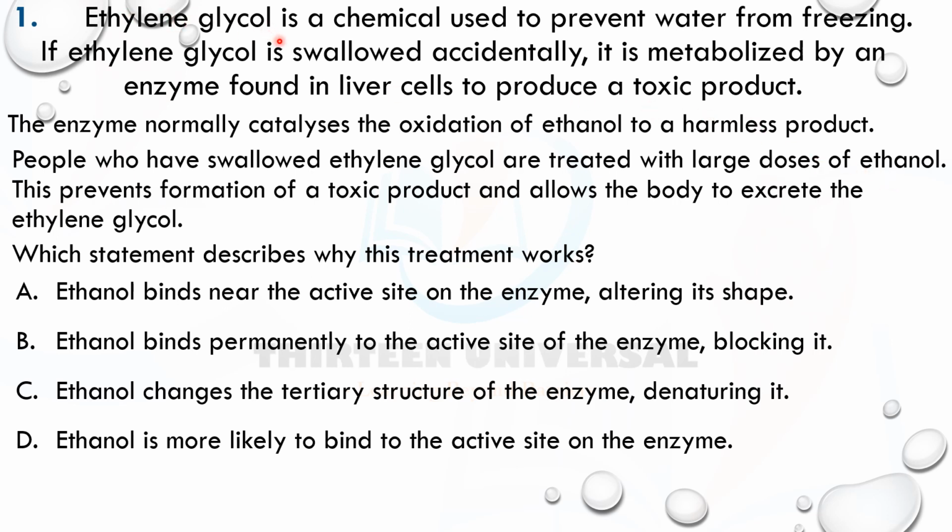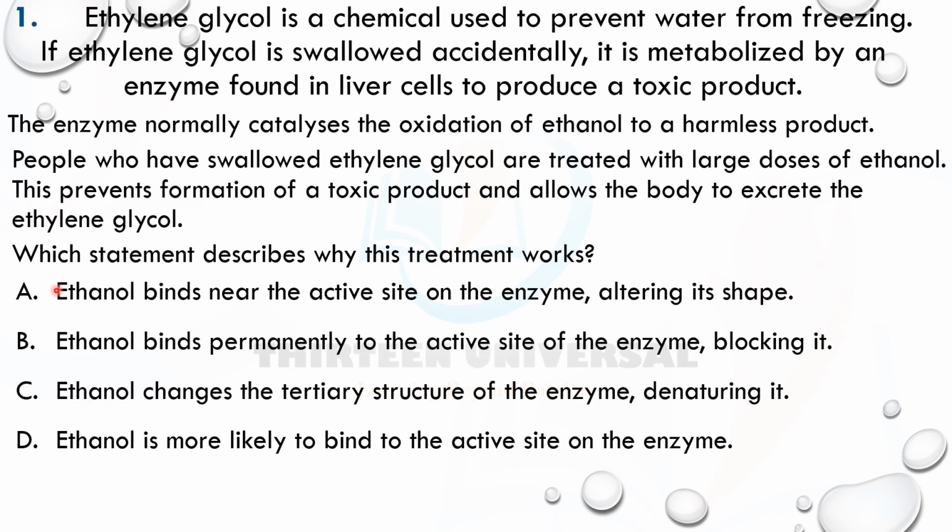Remember what is said here, that people are treated with large doses of ethanol. When people swallow ethylene glycol, they are treated with large doses. By increasing substrate concentration, you can reverse the effect of this enzyme on ethylene glycol, because it works on it to produce a toxic product. So we are dealing with a competitive inhibitor here. How do I know? They bind to the same enzyme and they bind to the active site. The enzyme metabolizes them.